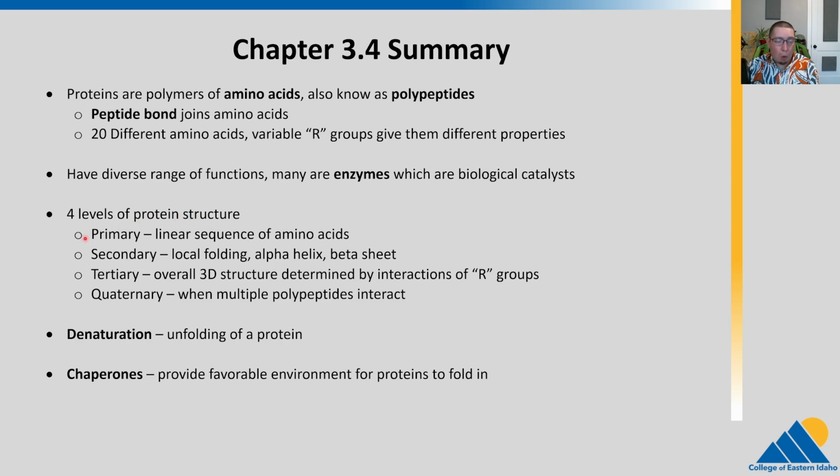We laid out the 4 levels of protein folding structure. Primary, that's the linear order of amino acids. Secondary is local folding into alpha helices or beta-pleated sheets. The tertiary level is the overall 3D structure. That's determined a lot by the interactions of the R groups. And then our quaternary structure is when we have multiple polypeptides that interact with one another. Denaturation is unfolding or improper folding of a protein, and we said that there are special proteins called chaperones that provide favorable environments to make sure that proteins fold properly so they can do their function.